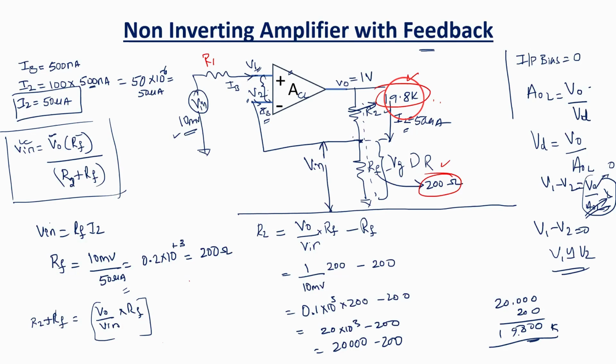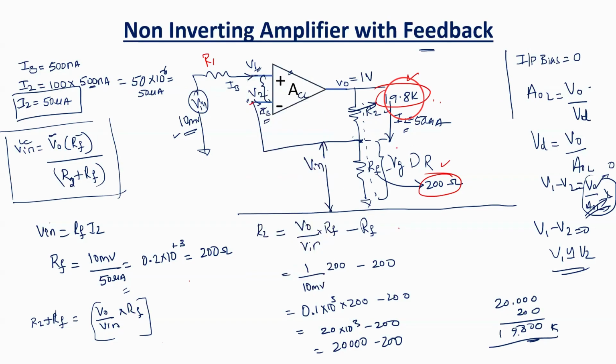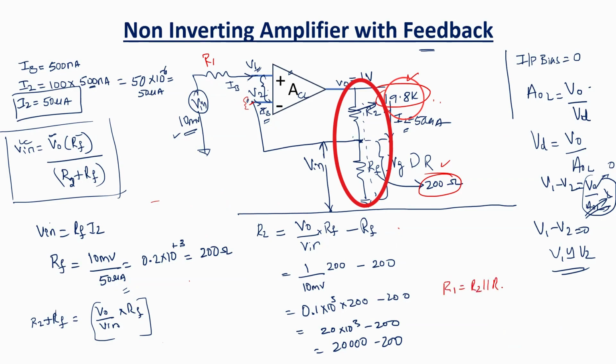What is R1? What should be R1? R1 is very interesting. How do you want to select R1? I want my impedances, which appear between these terminals, to look alike. I should not have varied input resistances. Now, in order to make that so, the resistance because of this combination is nothing but the parallel combination of this R2 and RF. So probably I'm going to write somewhere here. R1 is equal to R2 parallel RF.